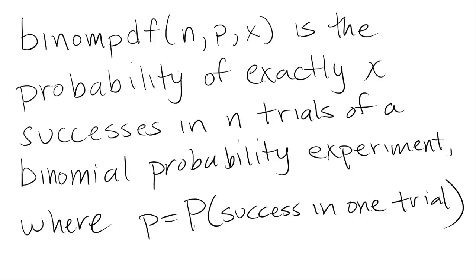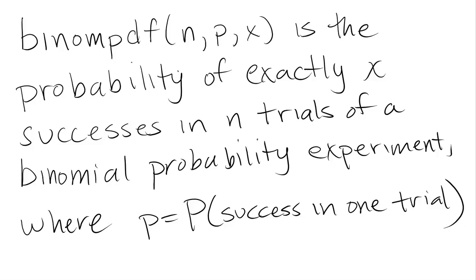Binompdf of n, p, x is the probability of exactly x successes in n trials of a binomial probability experiment, where p is the probability of success in any one trial of the experiment. So as advertised, this function finds binomial probabilities. You have to have three inputs for this function: the number of trials, the probability of success in any trial, and the number of successes.